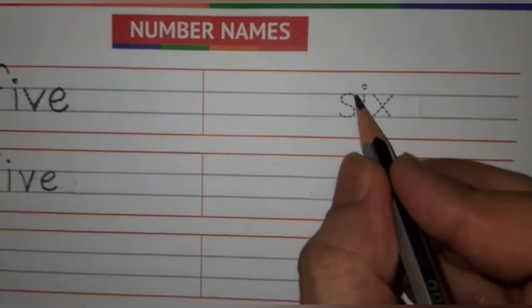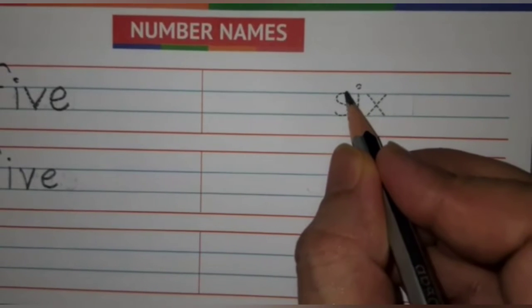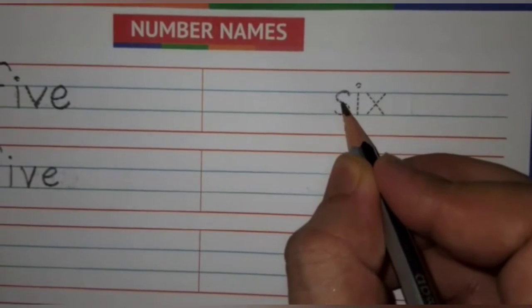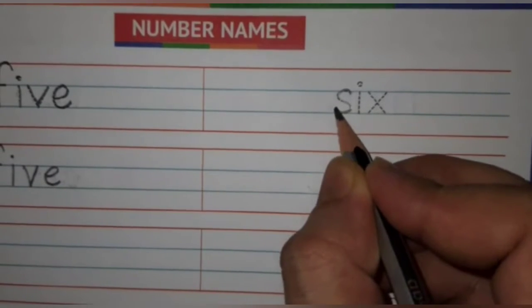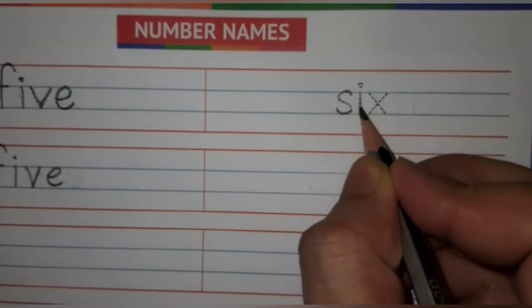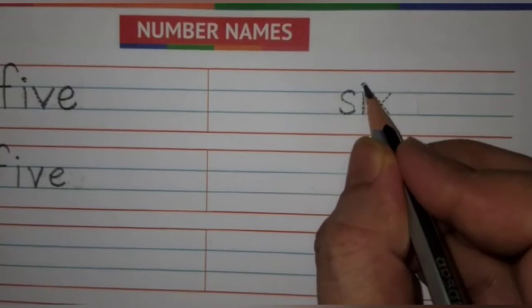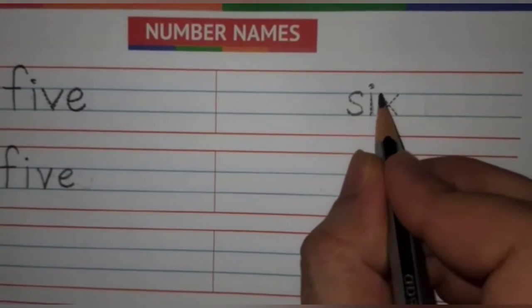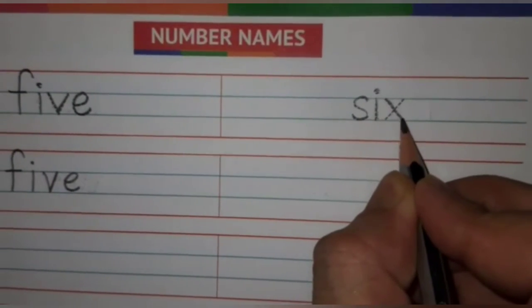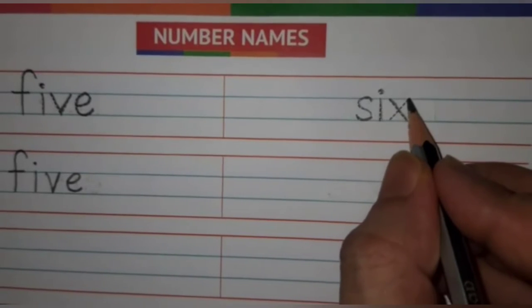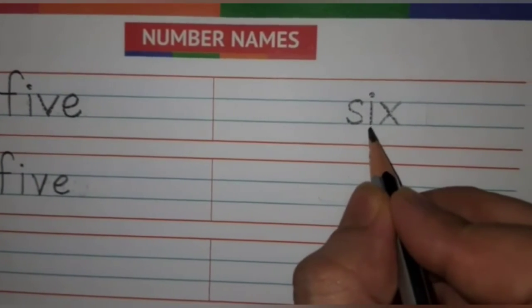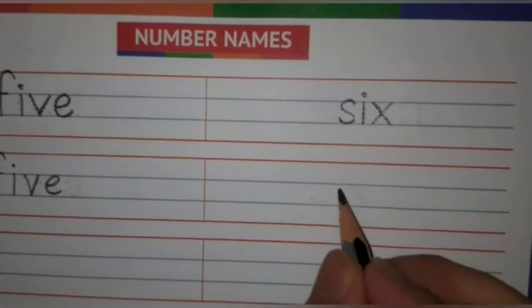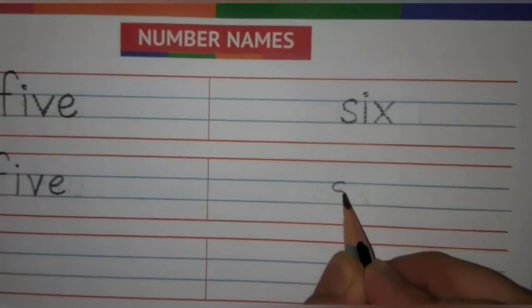SIX 6. First we make a small C curve and then a reverse C curve, blue line to blue line, S. Blue line to blue line standing line and a dot I. From left make a slanting line, come down to the second blue line, and from right make another slanting line and come down to the second blue line. SIX 6. One more time.